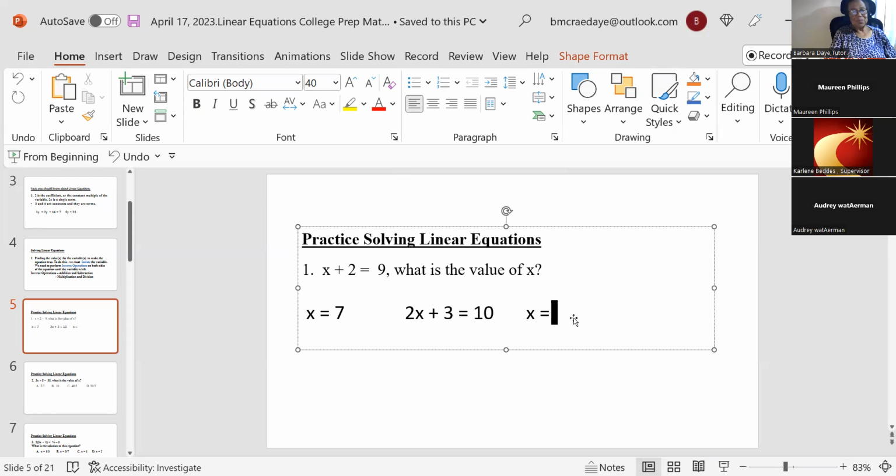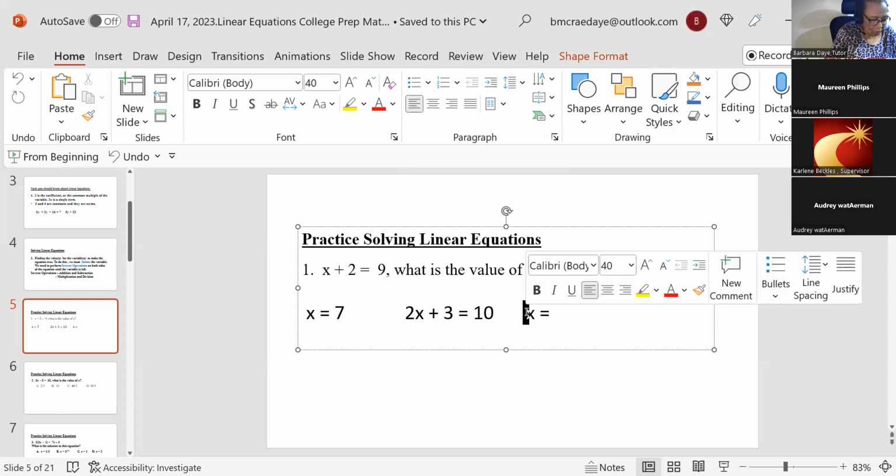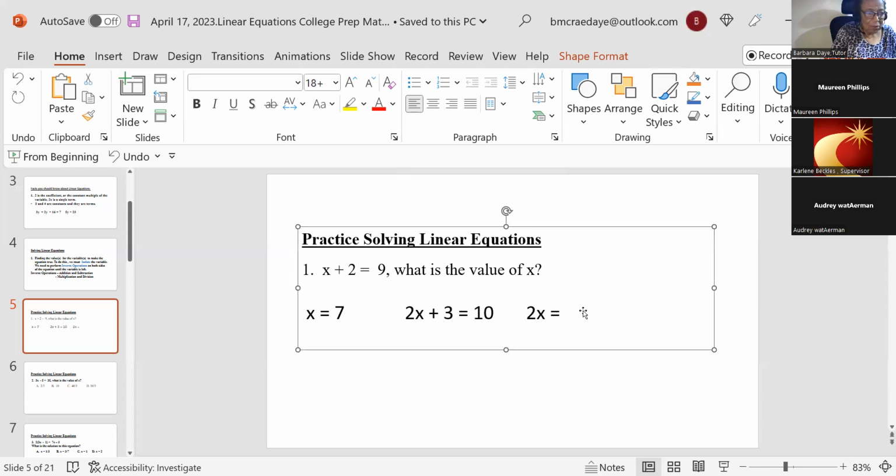Okay, which inverse operation? So how would you solve this, Audrey? You got any ideas? What would you do first? Subtract 3 from both sides. Yes, subtract 3 from both sides. And if you do that, let me put what you'll get. You subtract 3 from both sides, you get 2x equals 7.